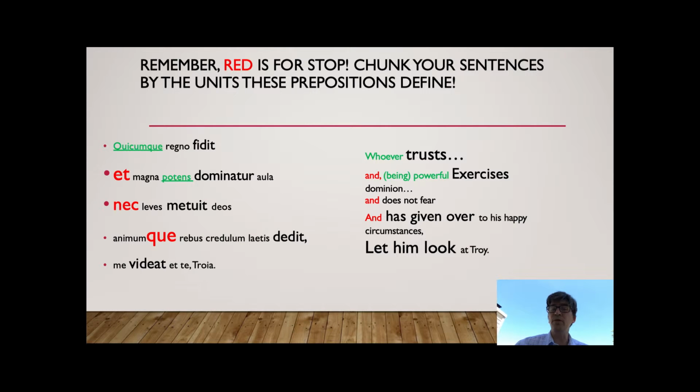Then we have a new verb with a new subject, again, like a miniature sentence in the next line. Et potens dominator. So whoever trusts, and whoever being powerful lords it. Nec, and not, remember, or nor. And does not fear something. We don't know what yet because we haven't done our accusatives. And then we have a que. So and has given over something, maybe a spirit. We see something that looks sort of accusative and spirit-like at the beginning. And then we have our subjunctive verb, videat, let him look at.